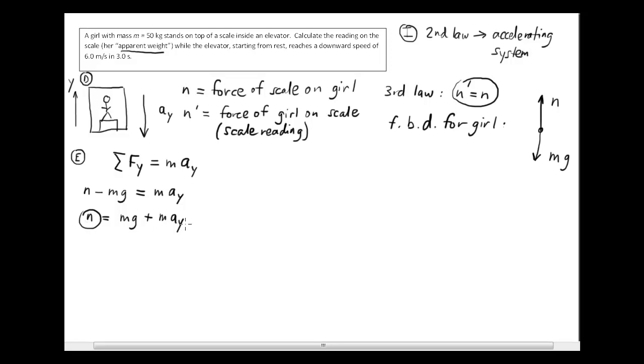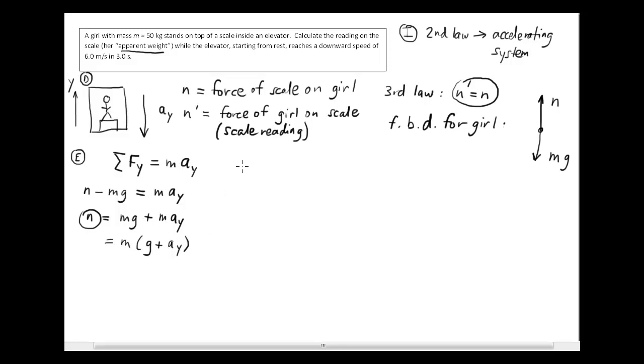But what do I need to evaluate the right-hand side? I know the mass, but I don't know the acceleration. However, I'm given enough information to figure out what it is. So before I go ahead and do that, let me just factor out m, which will make plugging the values in a little bit easier because I only have to plug in the mass once instead of twice.